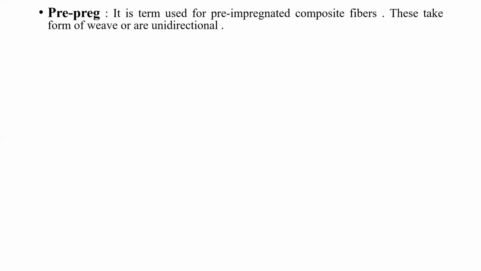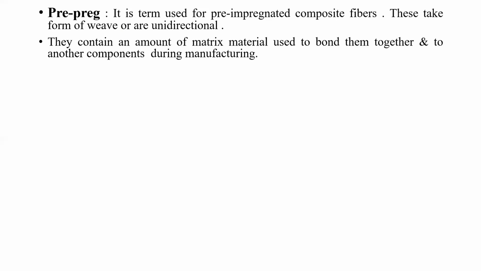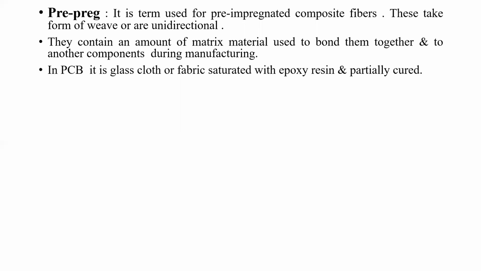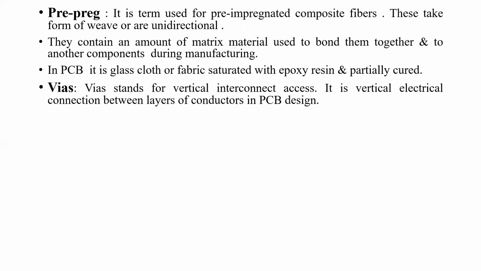Pre-preg is a term used for pre-impregnated composite fiber. This takes the form of a unidirectional fiber, meaning like a thread. They contain an amount of matrix material used to bond them together and to another component during manufacturing, for bonding purposes. In PCB, it is glass cloth or fabric saturated with epoxy resin and partially cured.